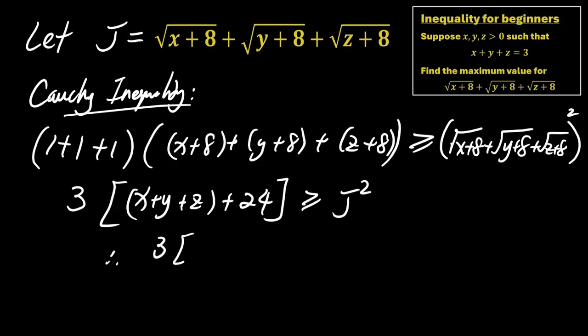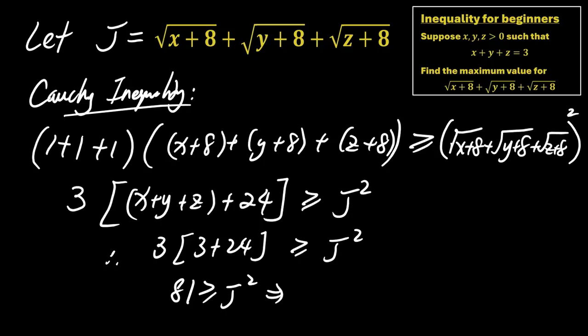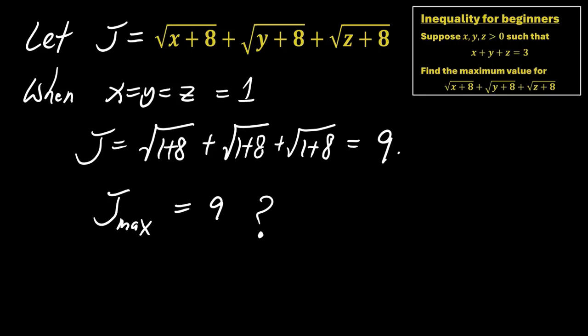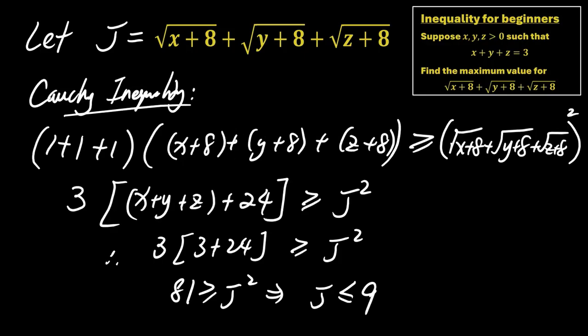Therefore, 3 times 3 plus 24 is greater than or equal to J squared. 3 times 27 is 81. So 81 is greater than or equal to J squared, and therefore J is less than or equal to 9. We see that J equals 9 is achievable. So in this case, we conclude that J maximum equals 9.